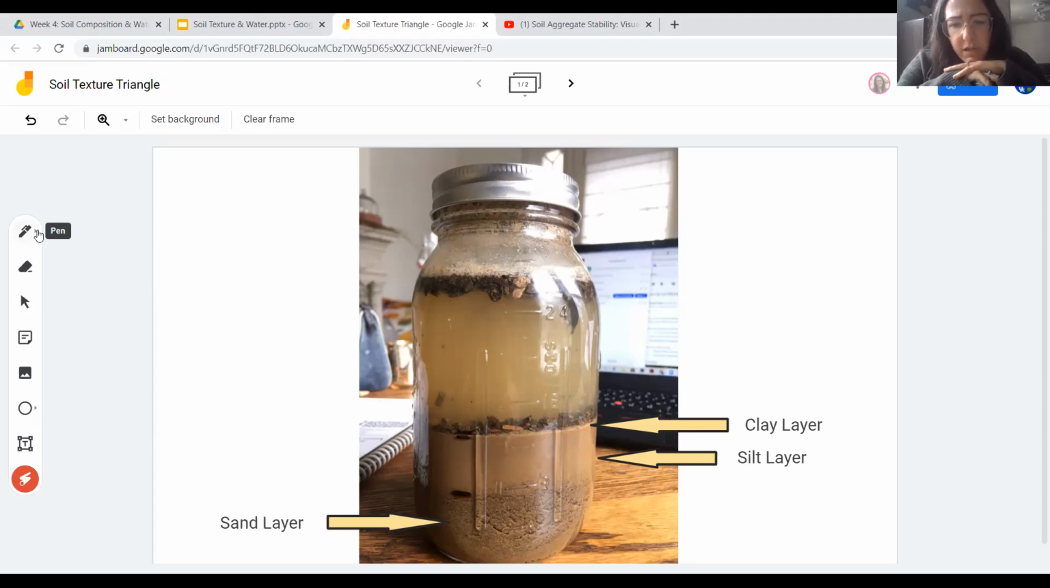The stuff that's floating at the top, the chunky stuff, is the organic material in the soil that you can see.